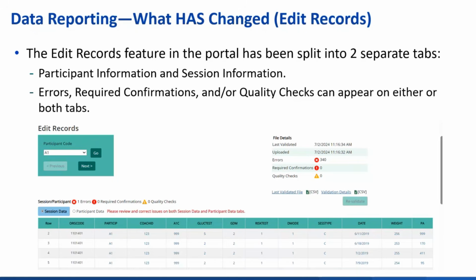Now, the records have been divided into two different screens, Session Data and Participant Data. The view will always default to the Session Data tab, but errors, required confirmations, and quality checks can appear on either or both tabs. The title of the tab will appear in red font if there are issues on that tab. Please be sure to review and make corrections on both tabs as needed.